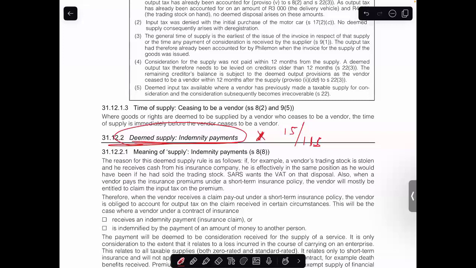Right, then again, remember I said to you, when it comes to VAT output, we do not apportion it. But there's an exception now. VAT output on indemnity payment and fringe benefit, we apportion it. How do we apportion it? We apportion it to the extent of taxable supplies.